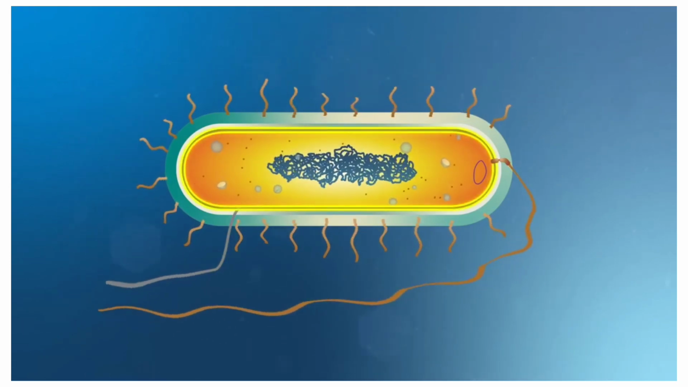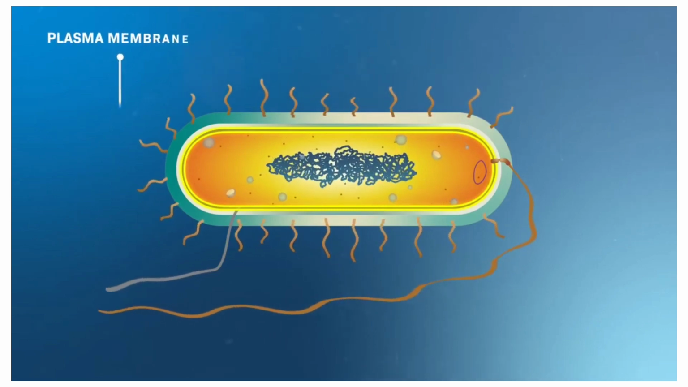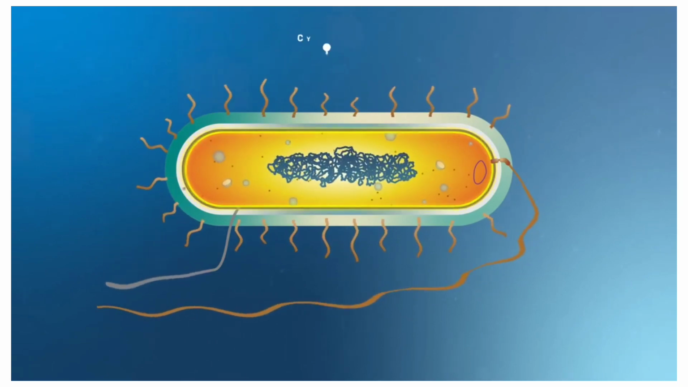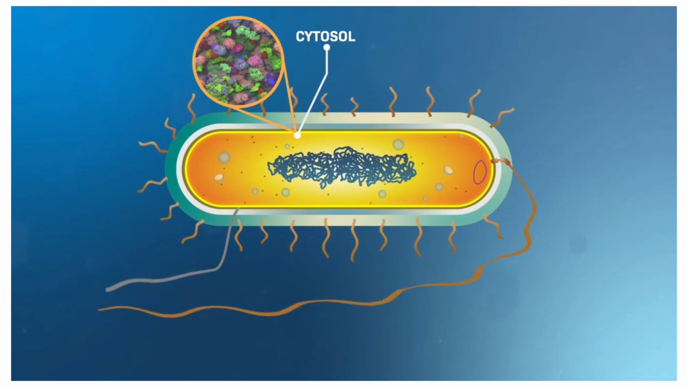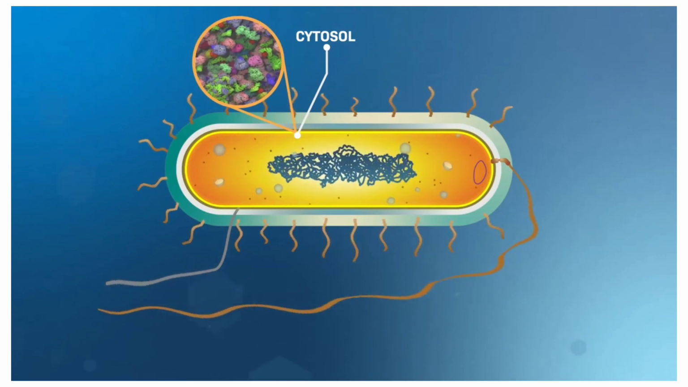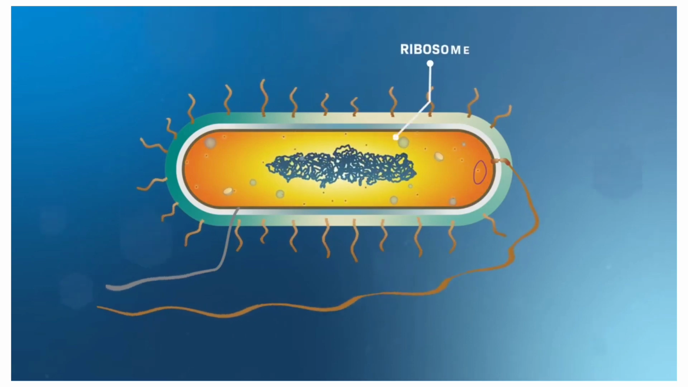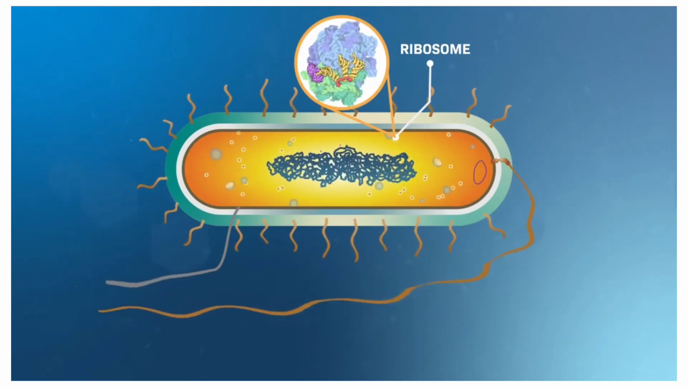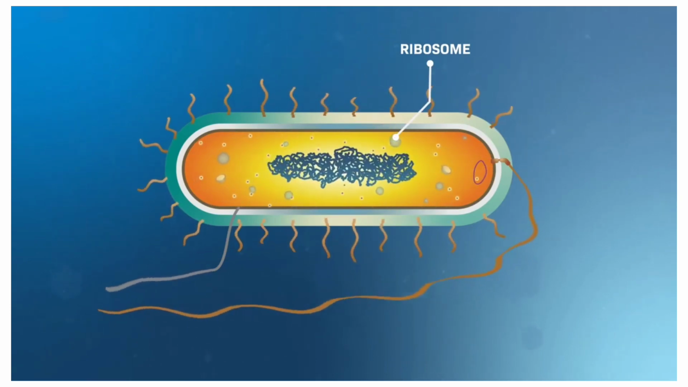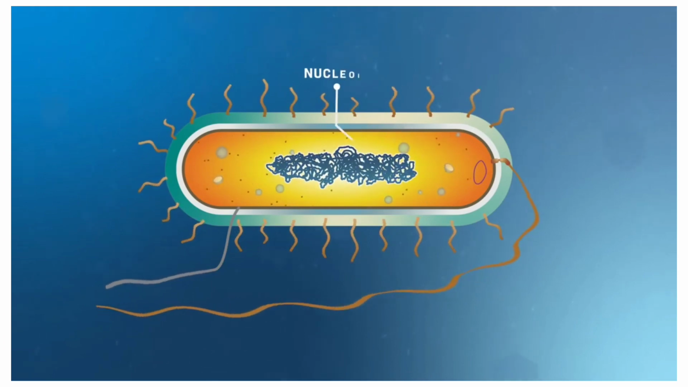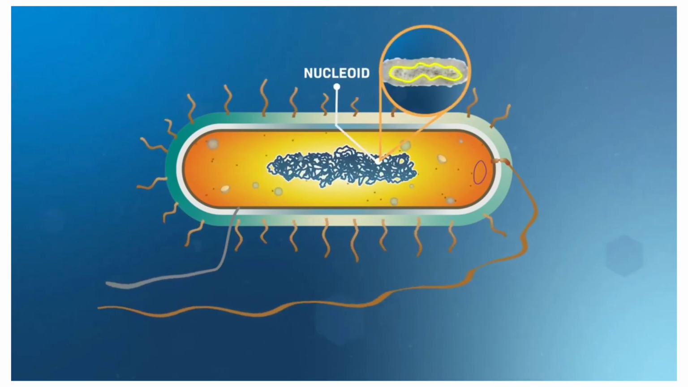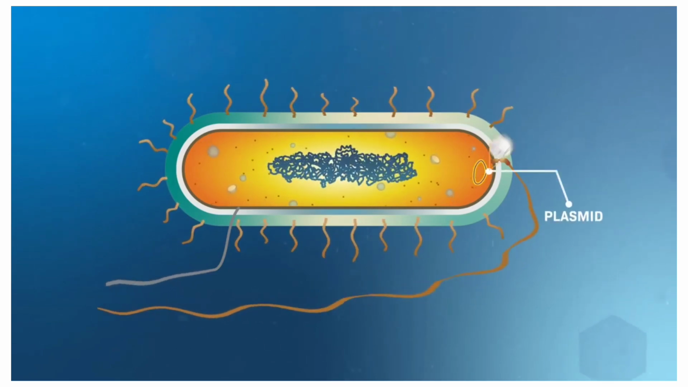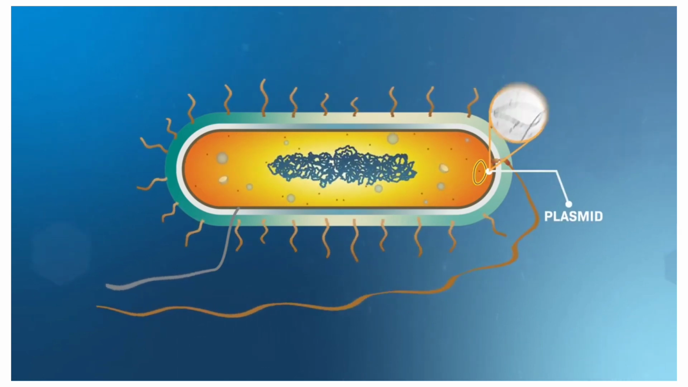Beneath the cell wall is a semi-permeable barrier called the plasma membrane, which regulates what travels in and out of the cell. The cytosol contains all of the water and nutrients the cell needs and makes up the majority of the cell's volume. Ribosomes are found throughout the cytosol, ready to process the information contained in the DNA and the RNA to make proteins. All bacteria have a nucleoid where the DNA is concentrated. Some bacteria have additional circular pieces of DNA called plasmids, with genes that confer specialized functions.